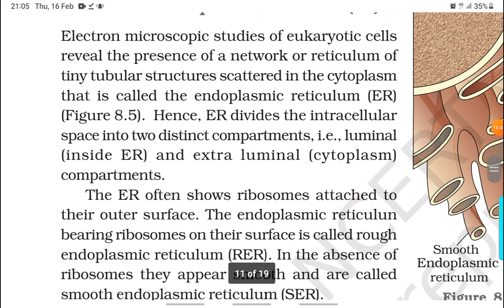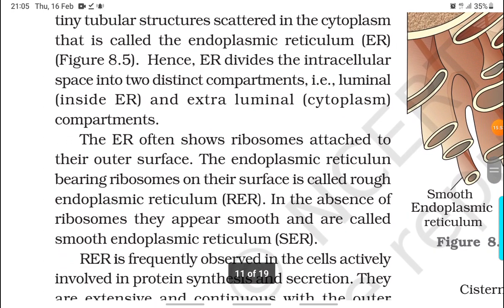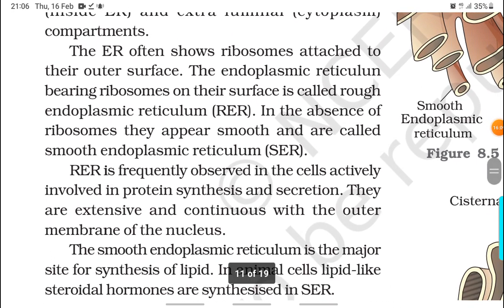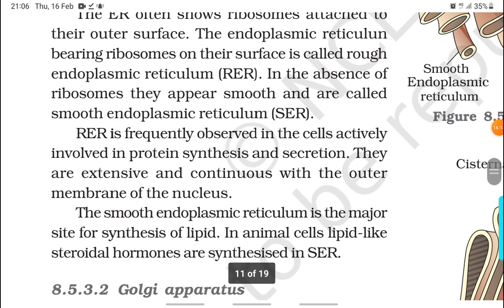The endoplasmic reticulum. Electron microscopic studies of eukaryotic cells reveal the presence of a network or reticulum of tiny tubular structures scattered in the cytoplasm that is called the endoplasmic reticulum, or ER. Hence, the ER divides the intracellular space into two distinct compartments, that is, luminal inside the endoplasmic reticulum and extraluminal or cytoplasmic compartments. The endoplasmic reticulum often shows ribosomes attached to its outer surface. The endoplasmic reticulum bearing ribosomes on its surface is called rough endoplasmic reticulum, RER.